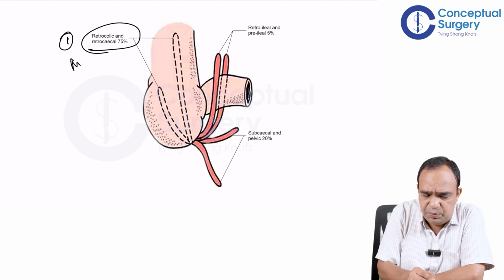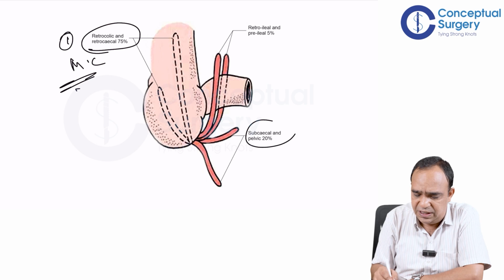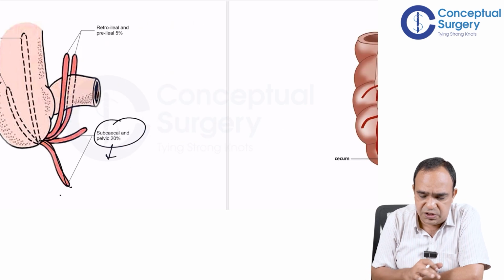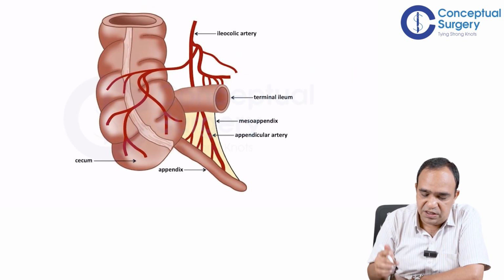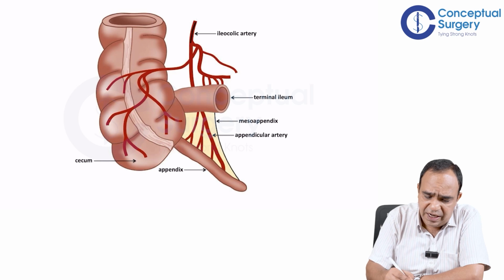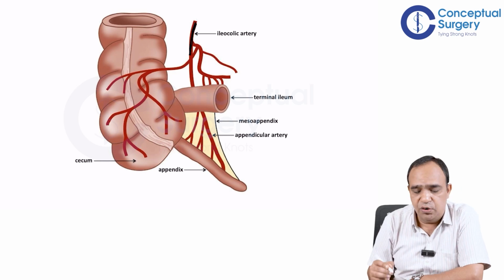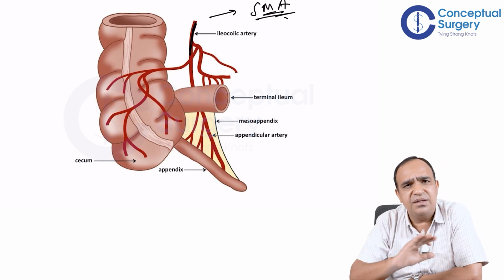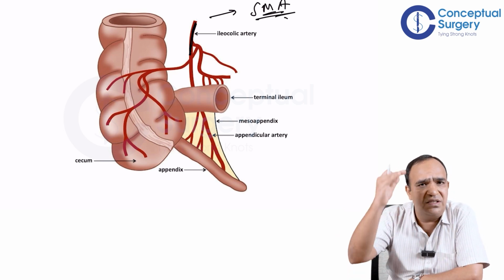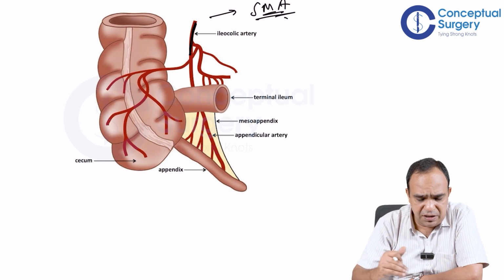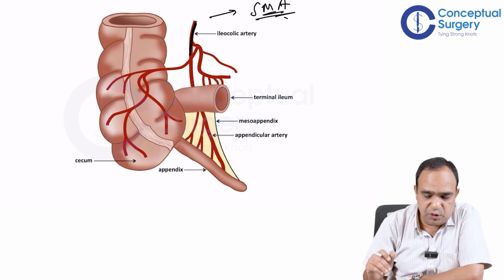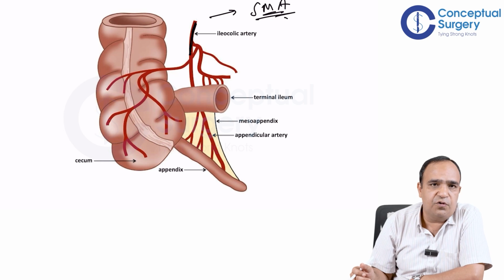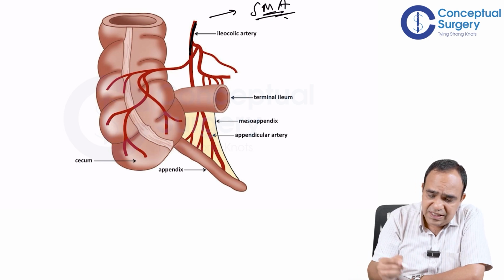Retrocecal is the most common position, 75%. Then second most common is pelvic, towards the pelvis, right? And then you have the pre-ileal, post-ileal, the other positions. Now this is the vascular supply, right? So this is the ileocolic artery. Ileocolic is a branch of superior mesenteric artery. Superior mesenteric artery supplies most of the small bowel, starting from the duodenum till the right colon, mid colon. Okay, the junction of the foregut and the midgut. So that's the ileocolic artery.